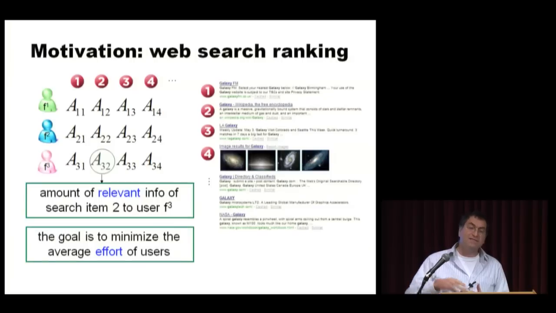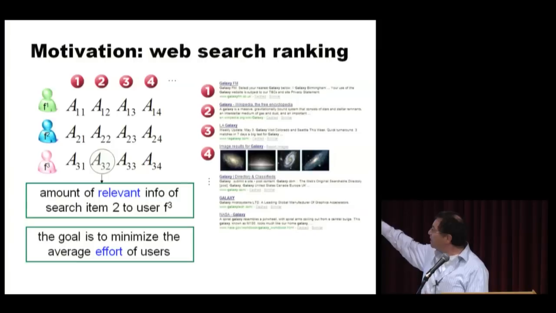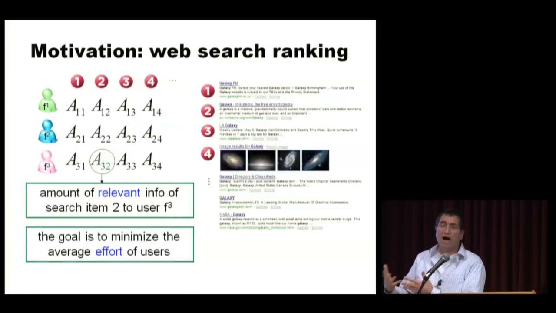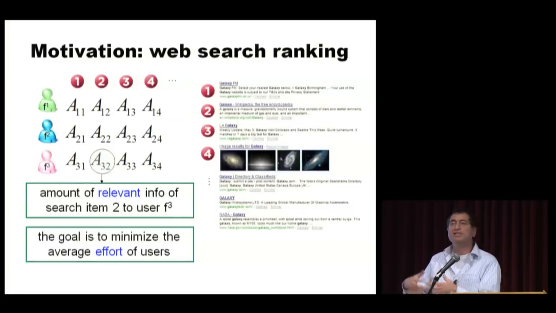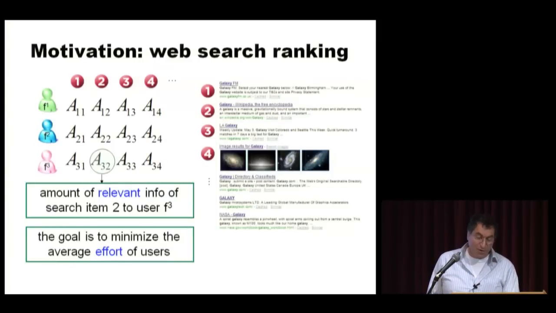Again, the formal definition is that I want to order the pages, the elements, and I have different types of users, F1, F2, and F3, for example. Once I put the pages in order and look at a prefix, if the value of the prefix is above some threshold, let's say 1, then the user is happy and is not looking anymore, and this is his cover time. What I'm trying to minimize is the average cover time over all types of users. This is the motivation of the formal problem I described before.